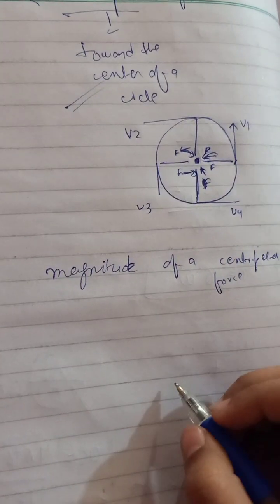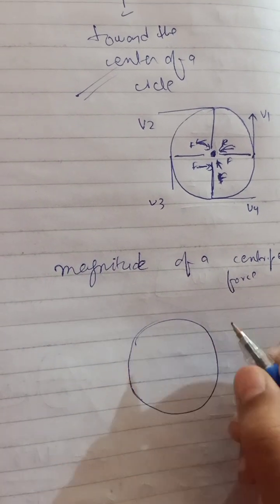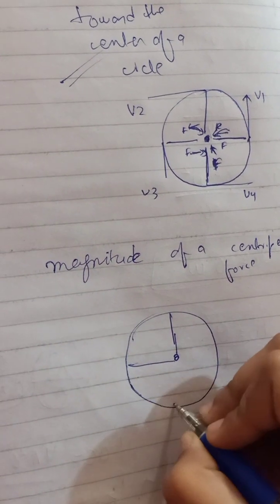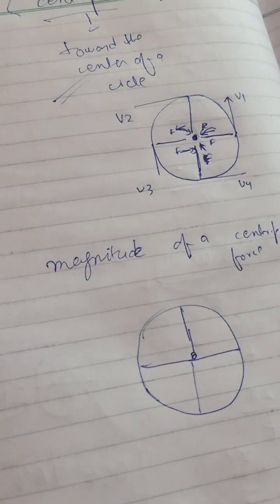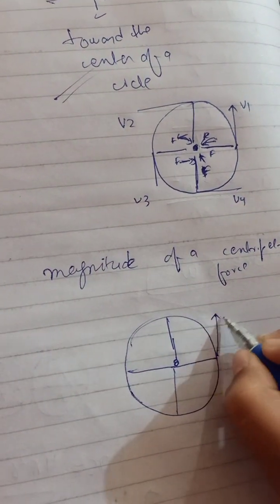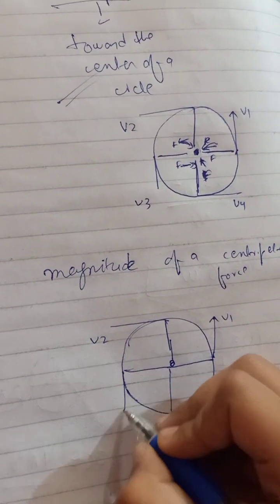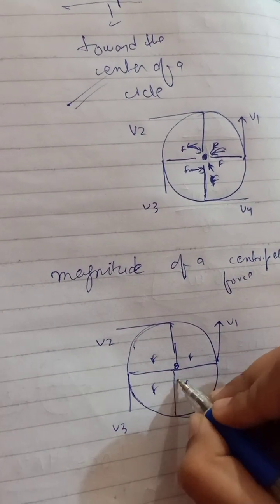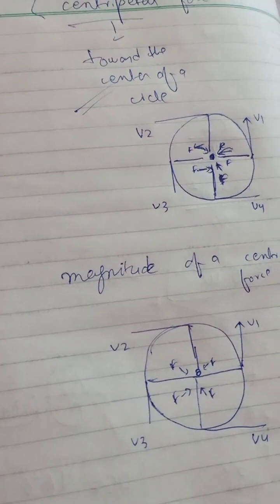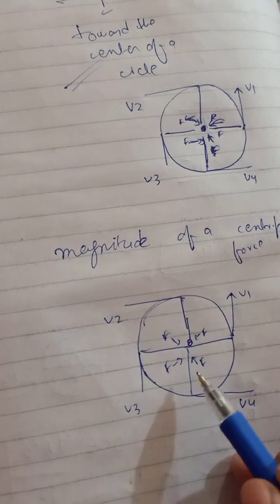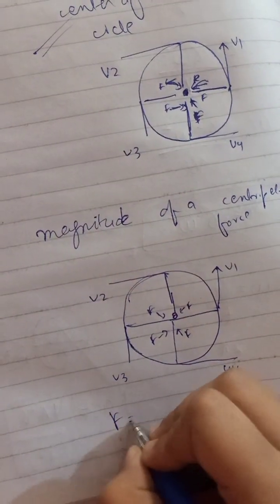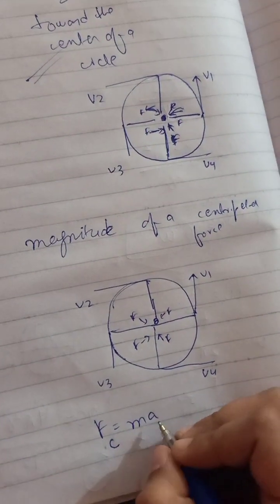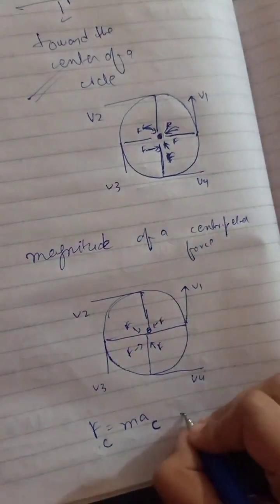Here you can see, for example, a string, and this has velocity 1, velocity 2, velocity 3 and velocity 4, and it has a centripetal force that is toward the center. So according to the second law of motion, F is equal to ma, and we are finding the centripetal force. So I can write here centripetal force is equal to mass times centripetal acceleration. This is equation number 1.